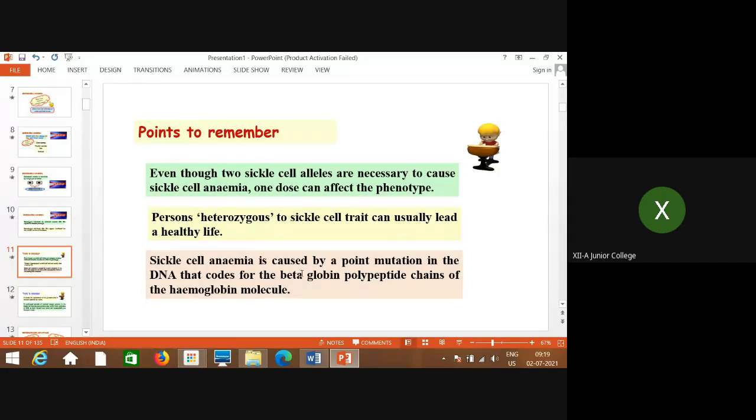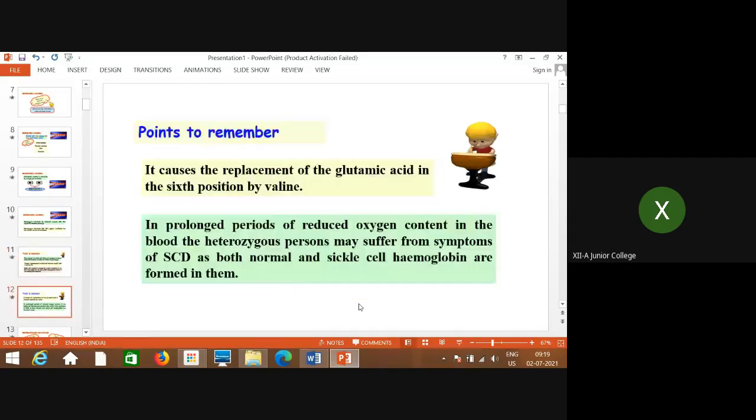Sickle cell anemia is caused by a point mutation in the DNA that codes for the beta globin polypeptide chains of the hemoglobin molecule. You know that hemoglobin is present in the RBCs of blood, and this hemoglobin is made up of 4 chains, 2 alpha chains and 2 beta chains. Again, that structure I will explain in another slide. But remember, it is observed because of a defect in one of the beta chains. It causes the replacement of glutamic acid at the 6th position by valine.